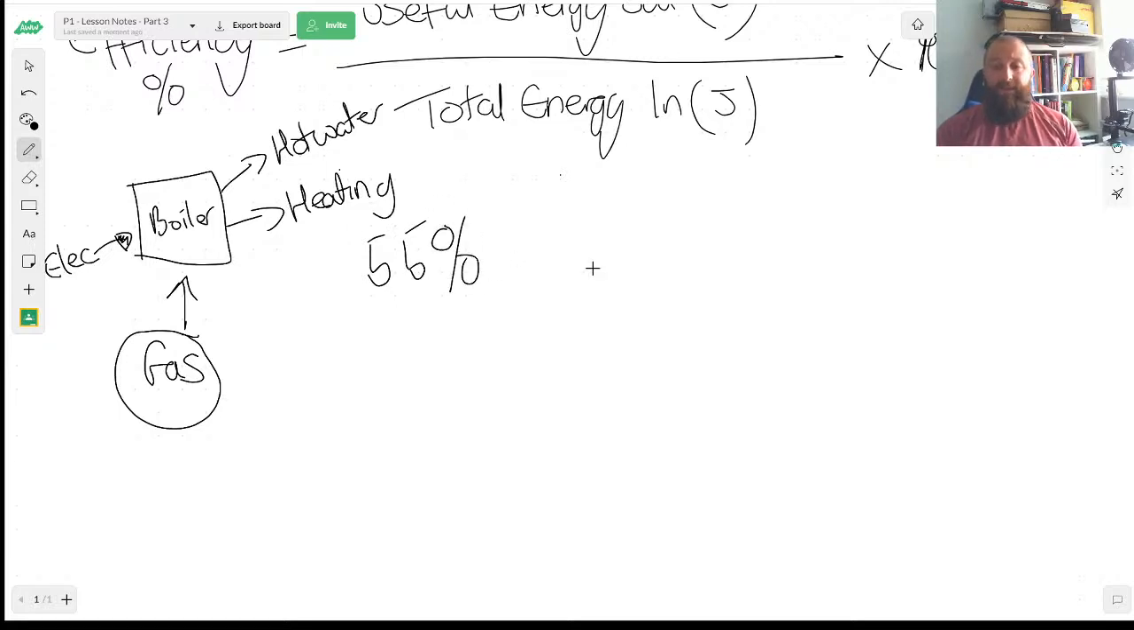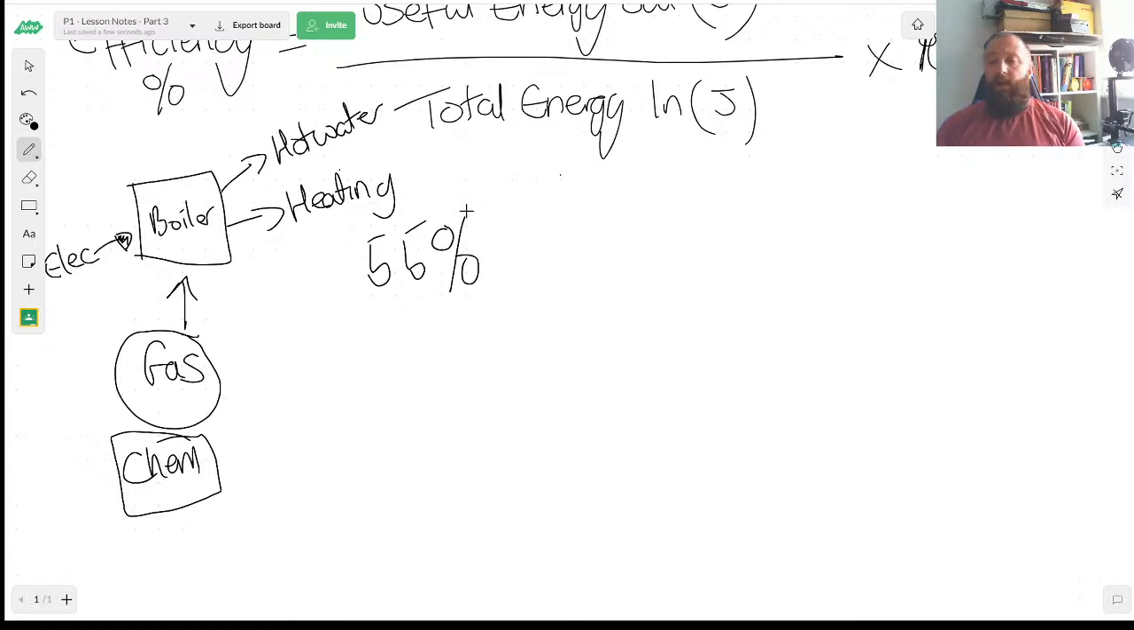So that means that 45% of all of the energy that I transfer into my boiler, so I've got chemical energy going in here, and we looked at where the electricity comes from in one of the previous lessons, so go back and have a look at that if you need to. But 45% of all of the energy that I transfer into my boiler is wasted.